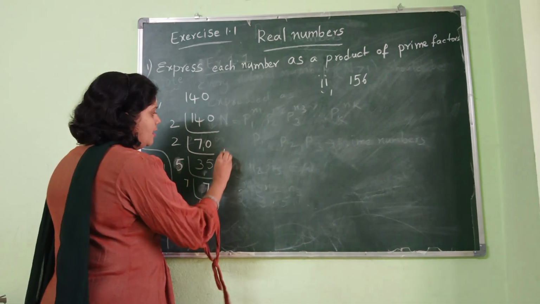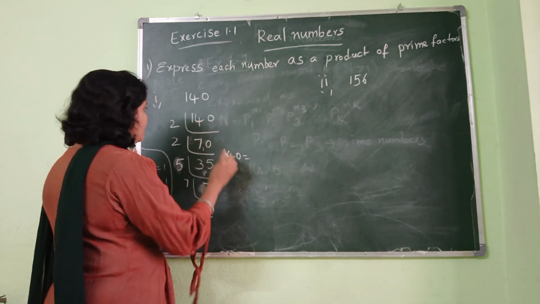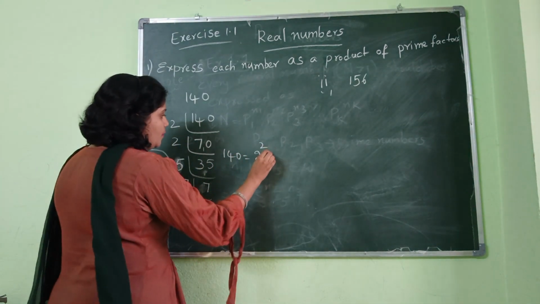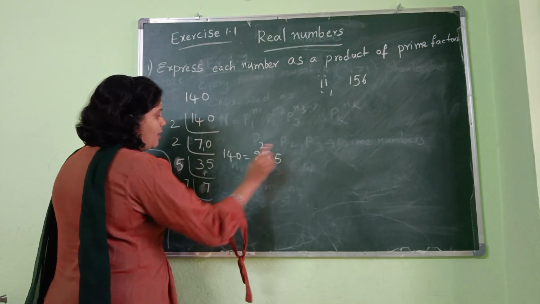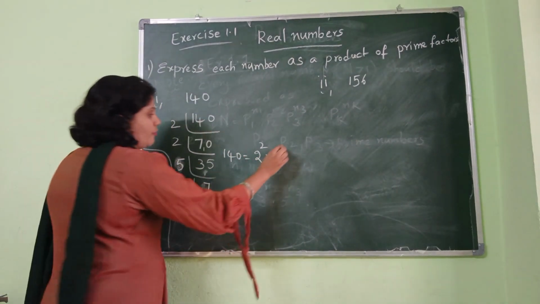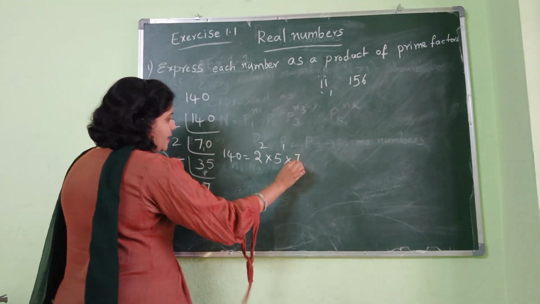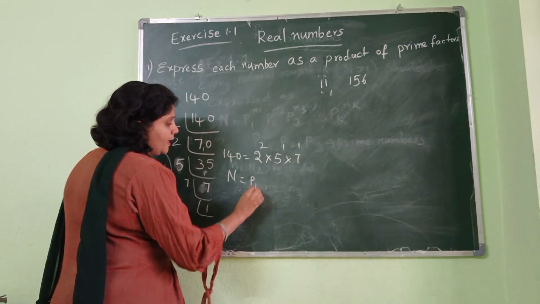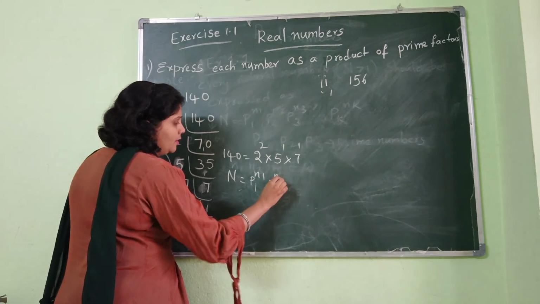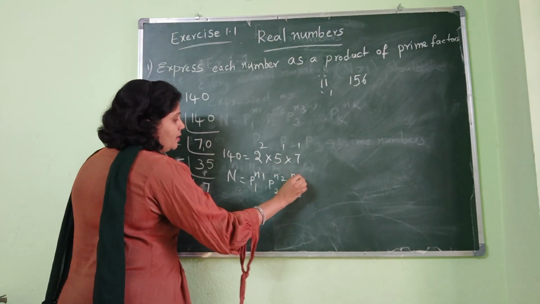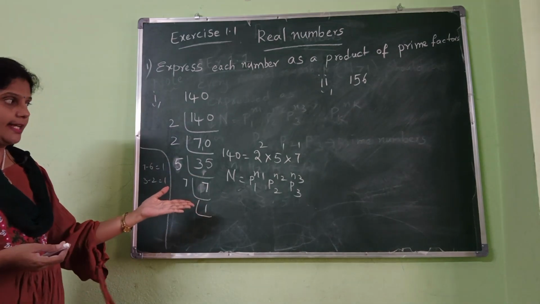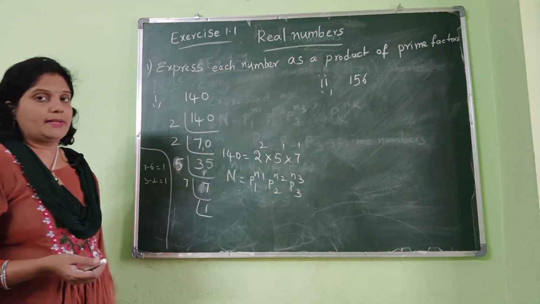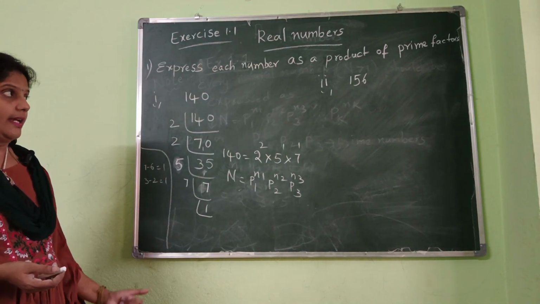So for this number 140, what are the prime factors? How many 2's are there? Count it first. 1, 2. So 2 power 2 into 5. How many 5's are there? 1. So 5 power 1. And how many 7's are there? 7 power 1. So this is how it will look: n is equal to p1^n1, p2^n2, p3^n3. Are both looking the same? Yes. So we are writing this number as a product of the prime factors. Understood? Okay, next problem.